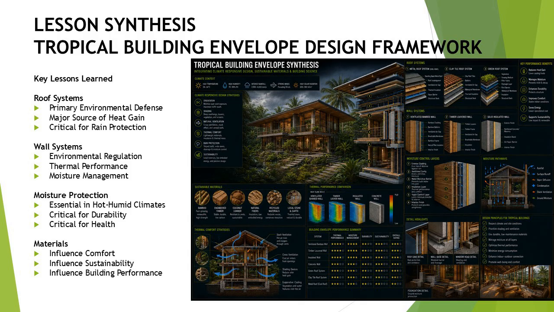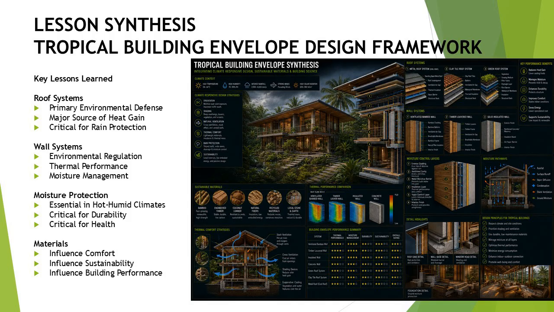As we conclude this module, it is important to recognize that tropical architecture is ultimately about environmental response. Every building envelope decision influences environmental performance. Every roof, every wall, every material, and every connection detail. Throughout this topic, we explored how tropical climates create unique challenges. These challenges include heat, humidity, moisture, rainfall, and solar radiation. Architects must address all of these conditions simultaneously.